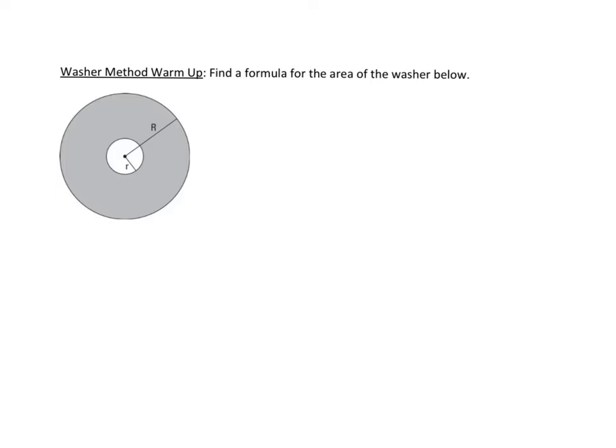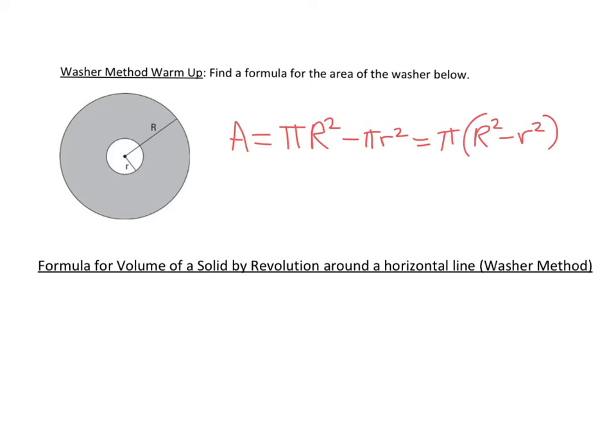Okay, so the area of this is going to be, first of all, our outer area is pi uppercase R squared. But you have to take away the inner part. So it's going to be minus pi lowercase r squared. And we actually write that as pi times uppercase R squared minus lowercase r squared. And we're going to use this in our formula. So you can think about this as a cross section, and we still are going to use the formula for a cylinder, which is pi r squared h. The h is still going to be our dx.